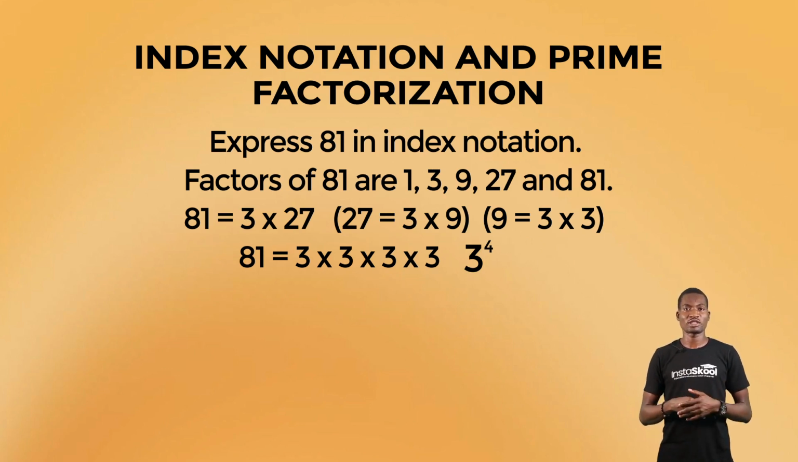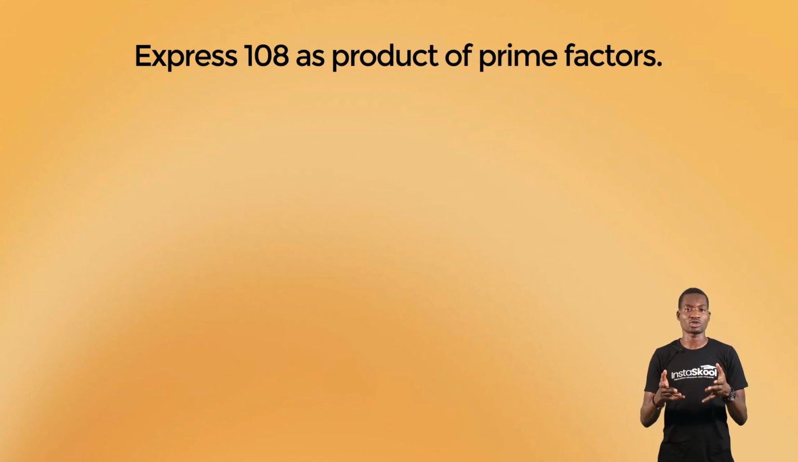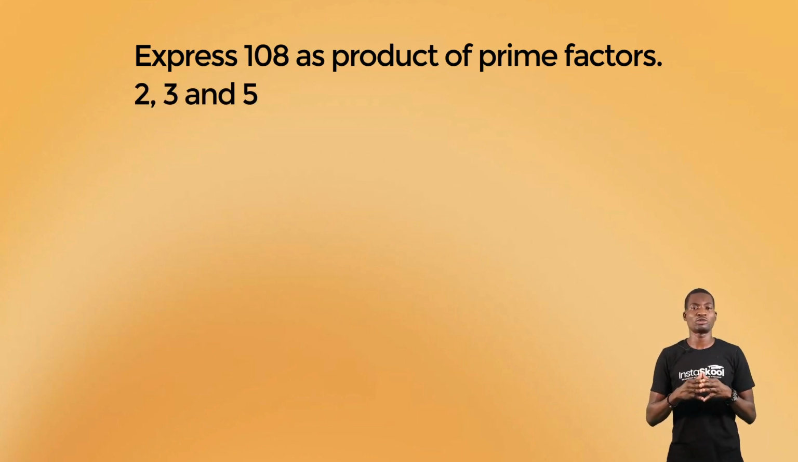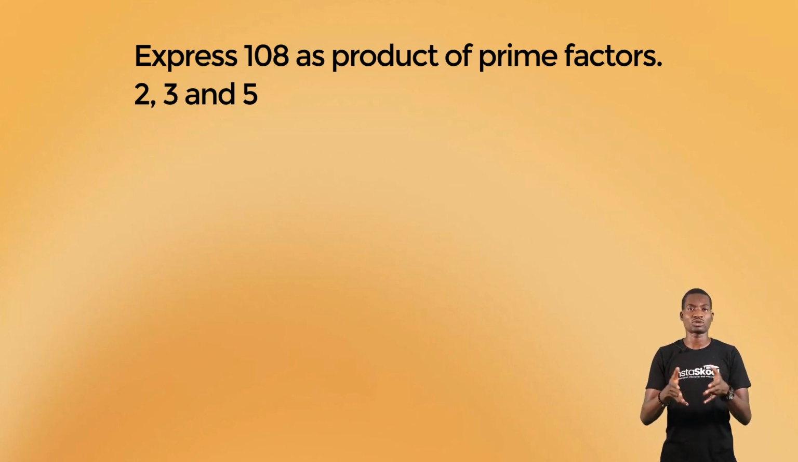Now another example is to express 108 as product of prime factors. Now we're trying to break down 108 into products of prime factors. So we only need to use prime factors to break down 108, and we are going to select 3 prime factors that will be used. 2, 3, and 5 are the most common prime factors that can be used to break down numbers into their product of their prime factors.